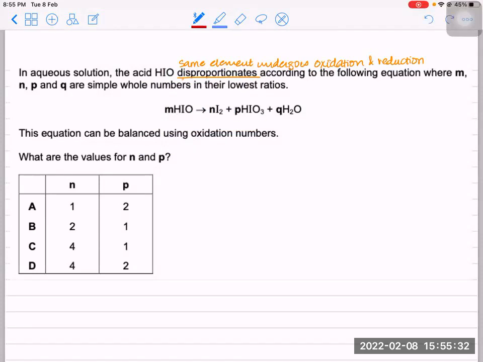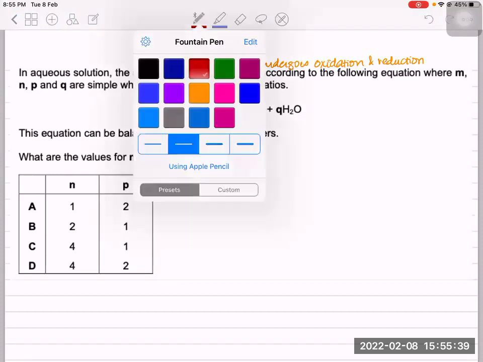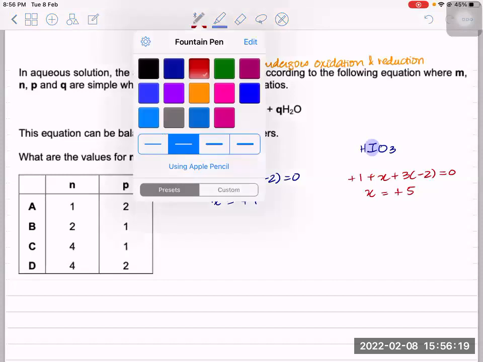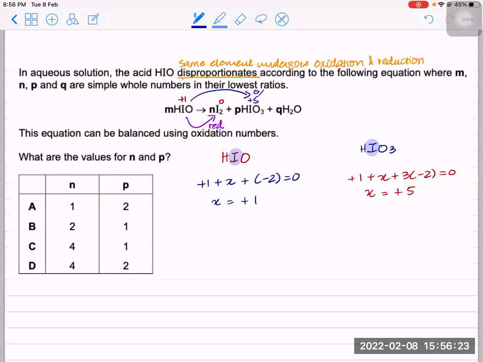So the first thing we got to do is calculate the oxidation numbers. So let's calculate the oxidation number of iodine in HIO. So this would be +1 plus X plus -2 equals 0. So X is equal to +1. Then we have HIO3. For HIO3, again, calculate the oxidation number. So this comes out to be +1 plus X plus 3 times -2 equals 0. X comes out to be +5. Now, this goes from +1 to 0, which is reduction. And it goes from +1 to +5, which is oxidation.